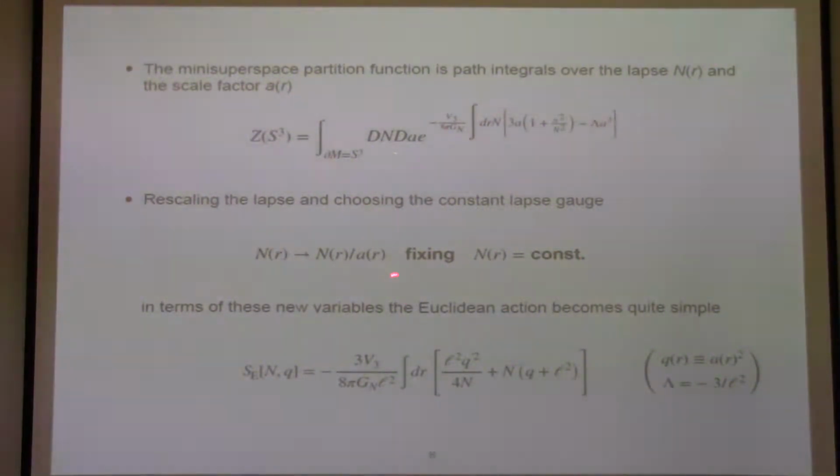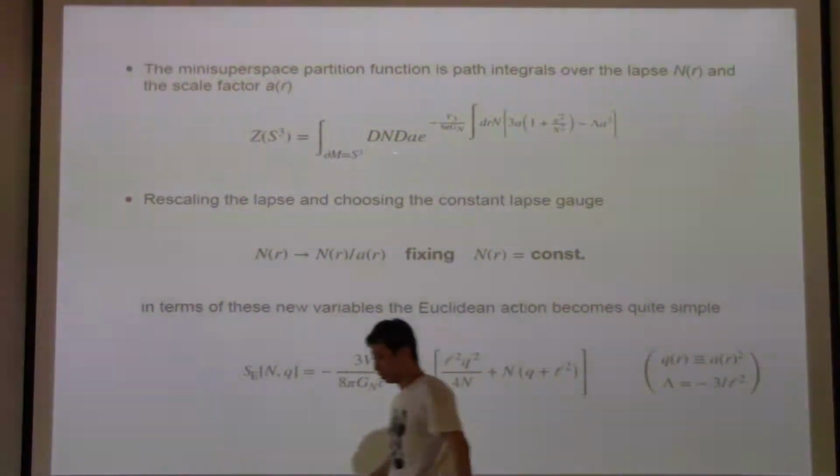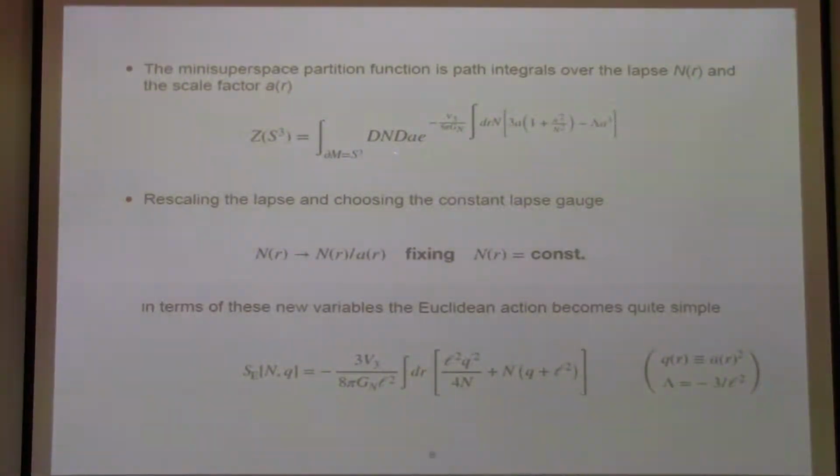So this is crucial. What people do in quantum cosmology is they rescale the lapse this way, and then they set the gauge in which the lapse is constant. Then this action becomes this, and now we introduce Q, which is the scale factor squared, for our convenience. So this is the action for which we want to do the path integral.